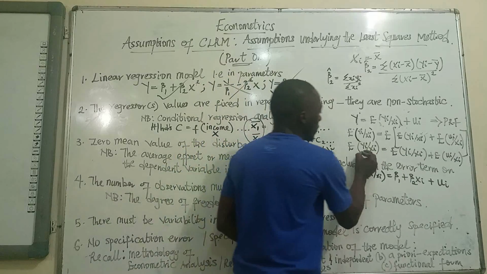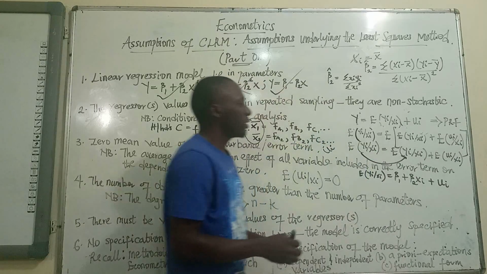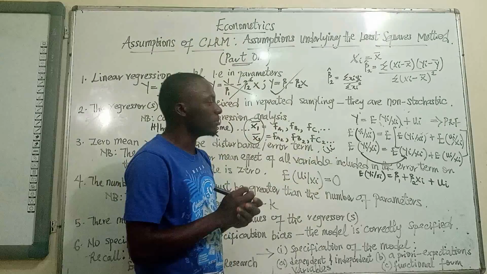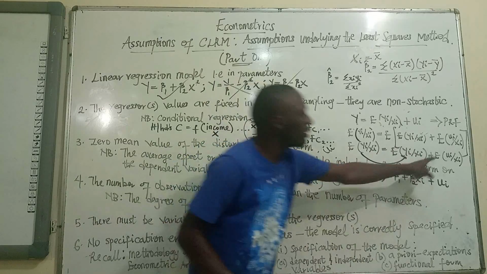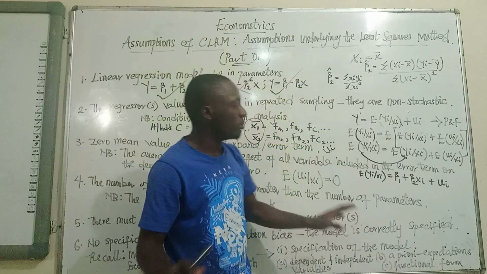Now for this to be equal to our regression function, that is, to estimate our regression function correctly, the expected value of ui given xi must obviously be equal to 0.